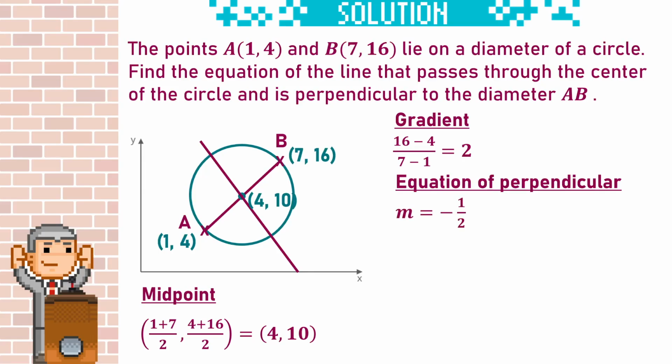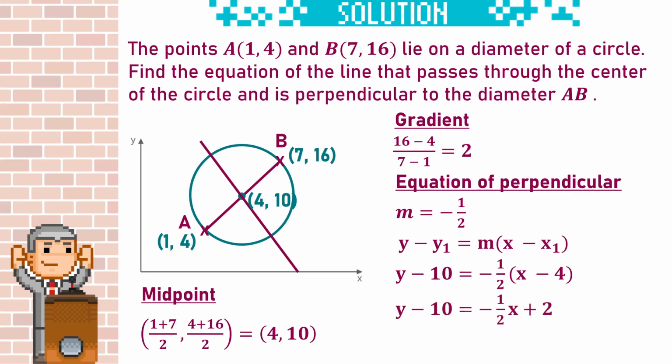We can use our equation form, y minus y1 equals m brackets x minus x1, and just substitute in the values we know. So we know the gradient, and we know that it goes through the centre, which is 4, 10. So substituting the values of y equals 10, x equals 4, and m equals minus a half. Expand the brackets and add 10 to both sides. So we know the equation of that perpendicular line will be y equals minus a half x plus 12.